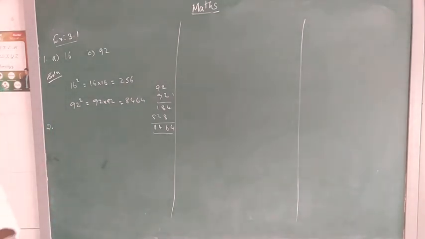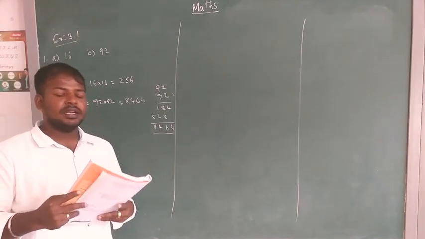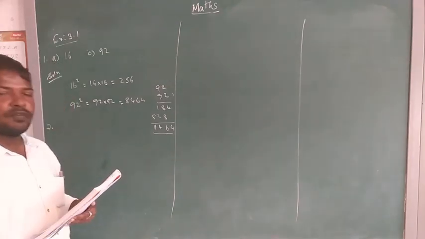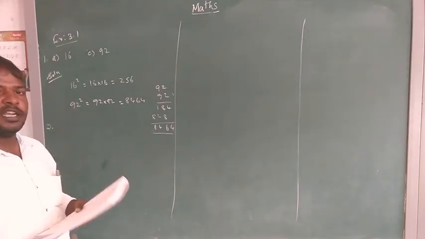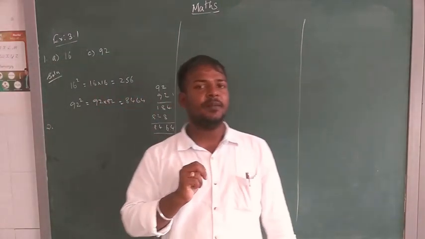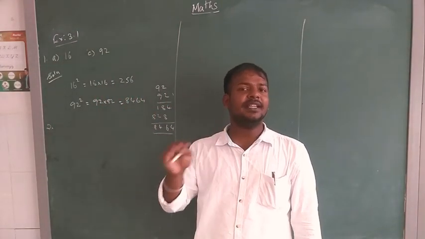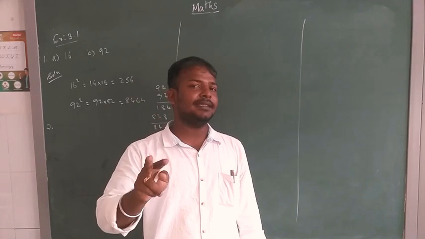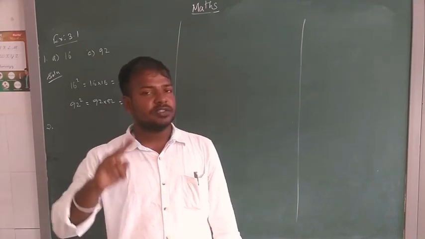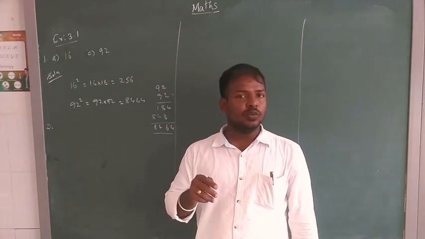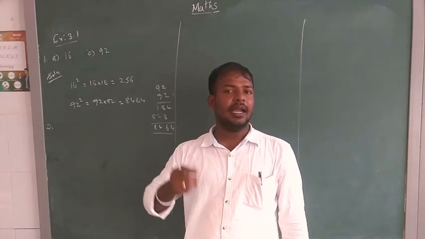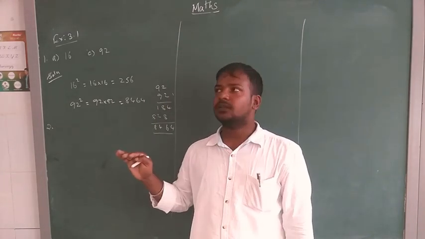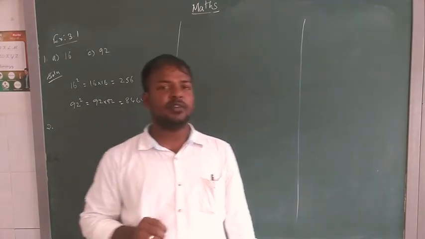Then what about the second one? The second problem: which of the following numbers are not perfect squares? They have given 8 problems, and I am solving the 4th problem now. We want to find which are not perfect squares. We studied two properties. If a number satisfies them, it is a non perfect square. If it is ending with odd zeros, it is a non perfect square. Second, if it is ending with 2, 3, 7 or 8, we can conclude it is not a perfect square.